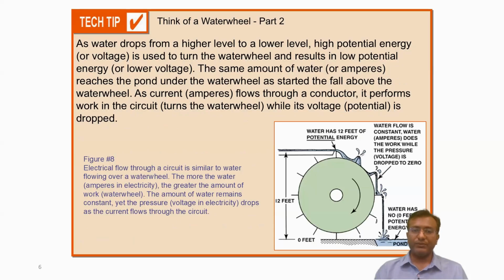Now, as the water flows over the wheel, it loses energy, similar to voltage in a circuit. The rate of flow of water, like the current in amperes, stays the same. The pressure or the voltage drops as work is done, like turning the wheel. Take an example of a car headlight. The car headlight circuit may carry the same amount of current, but the voltage drops across the circuit as it powers the light.